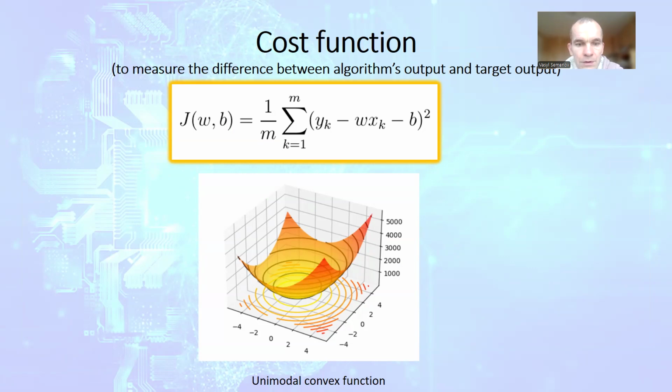A very nice feature is that it's convex and correspondingly unimodal. Unimodal means that it has only one point of minimum. The local minimum here coincides with the global minimum, which is very convenient. So we know that there is only one solution for this minimization problem.